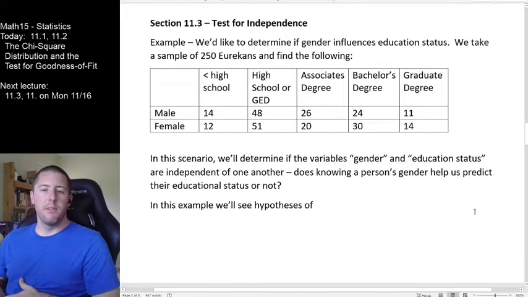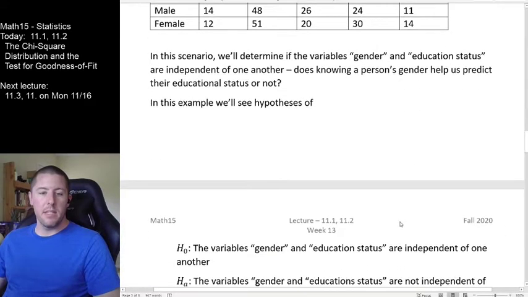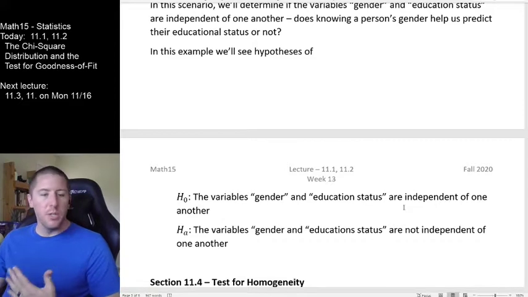does gender influence education status? We might want to know, does knowing a person's gender help to inform us about what level of education they may have received? In this example, we will see hypotheses of the variables gender and education status are independent of one another. Or alternatively, we might see some evidence that suggests, for example, if I know that you're a female, maybe that makes me know that there's a greater probability that you have a graduate degree or something like that. That would mean that these are not independent.